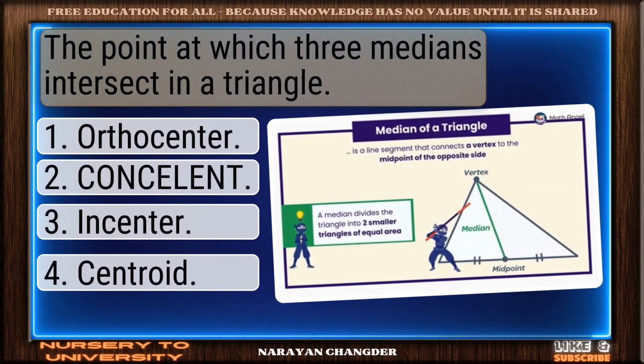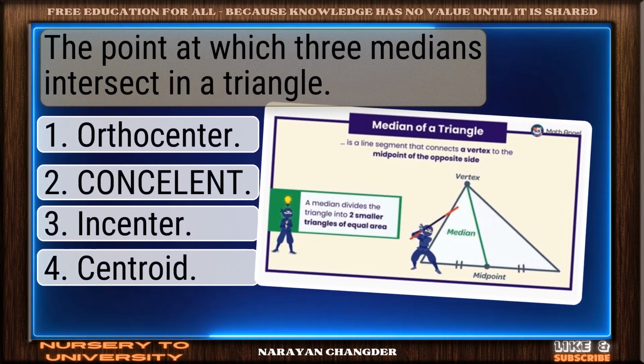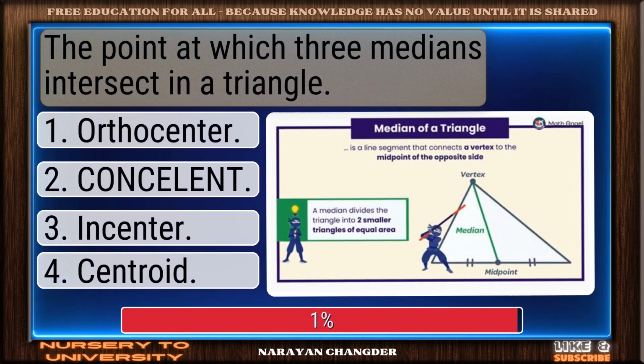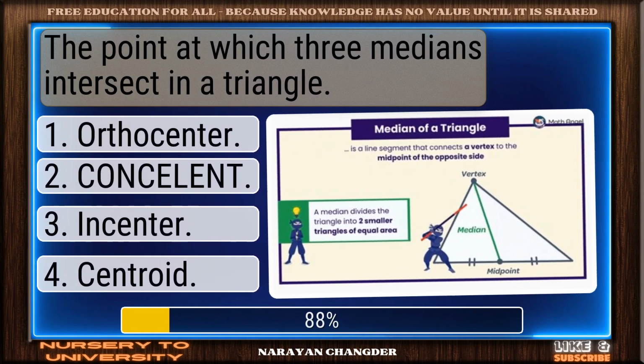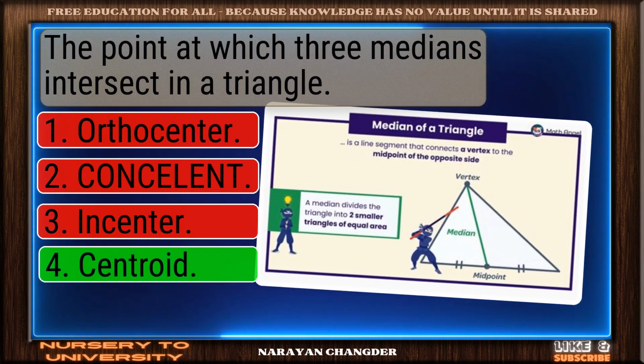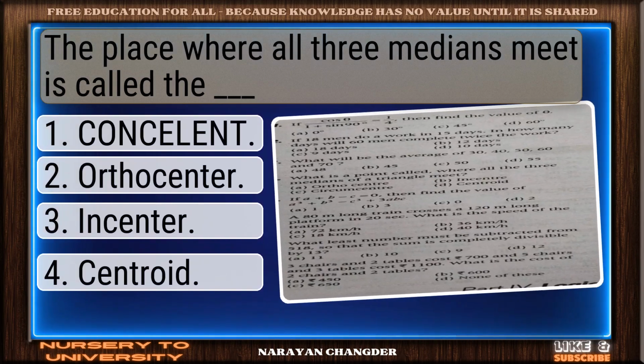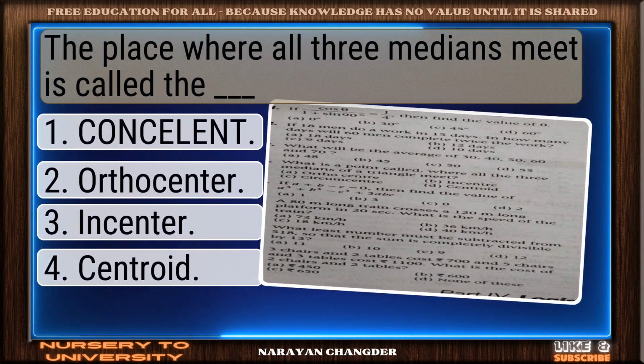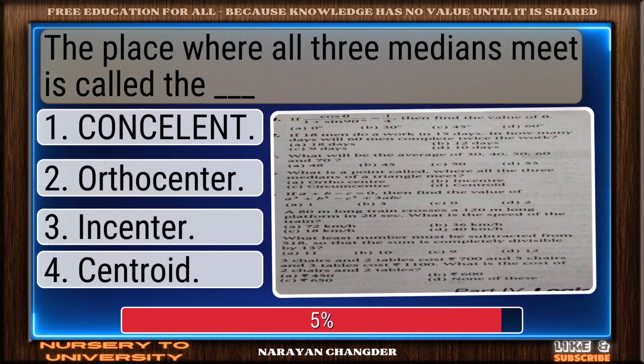Question number 75. The point at which three medians intersect in a triangle? Excellent. Centroid is a brilliant choice. Question number 76. The place where all three medians meet is called the dash.